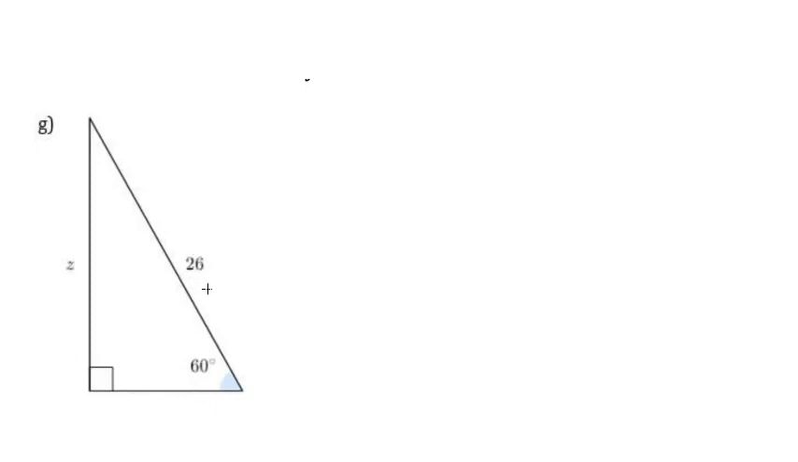All right, in a 30, 60, 90 right triangle, the hypotenuse is always twice as long as the short leg. So 26 divided by 2. So this short leg has a length of 13. Now the long leg is always equal to the short leg multiplied by the square root of 3. Always the square root of 3. So z is equal to 13 times the square root of 3.